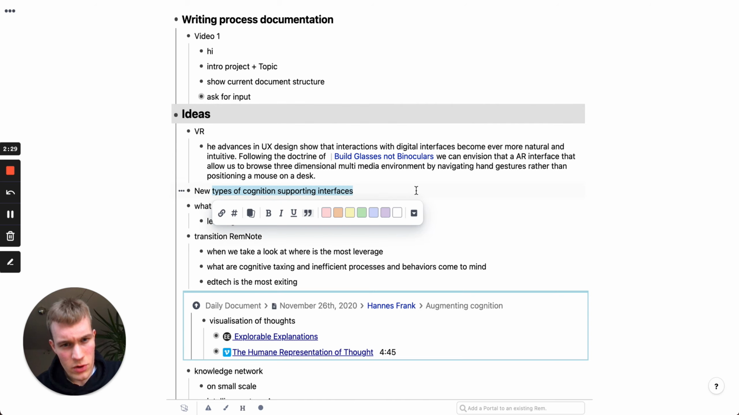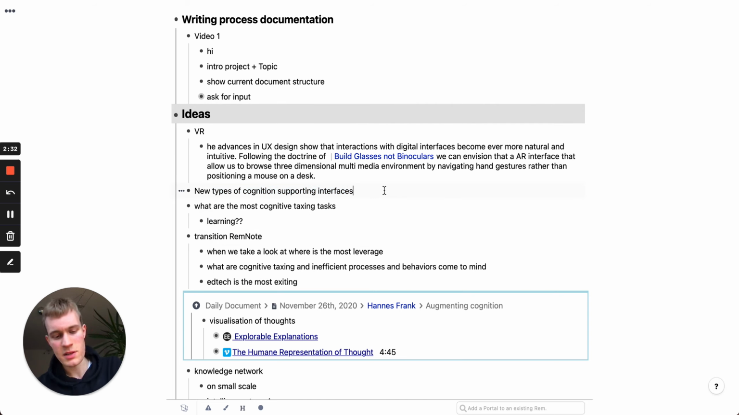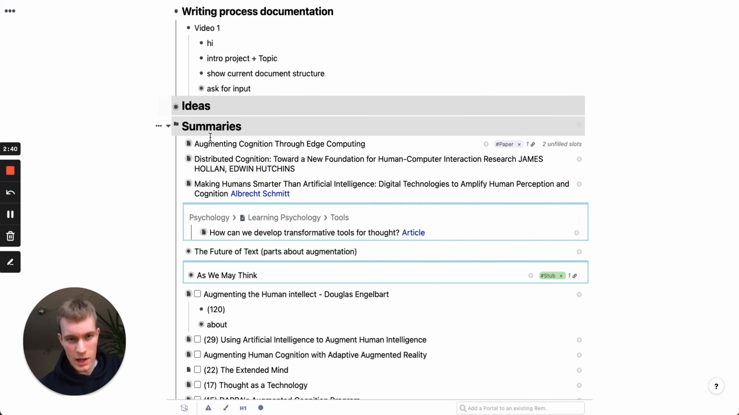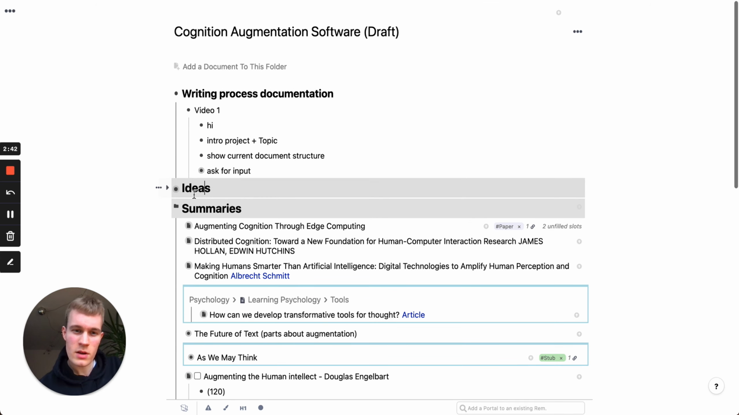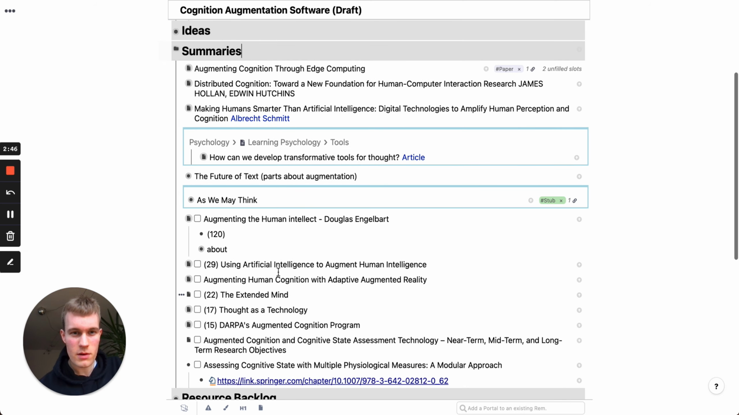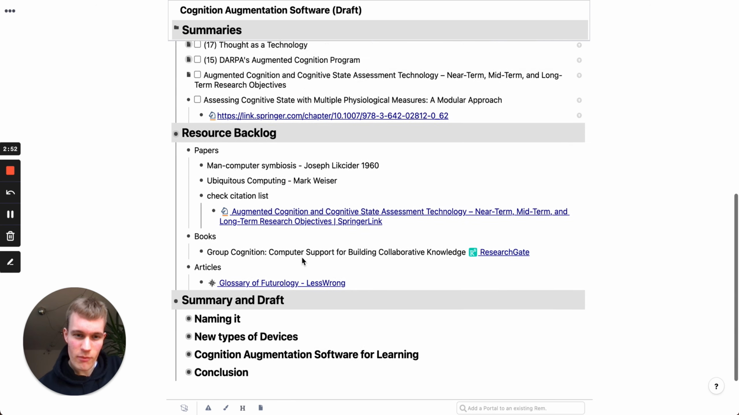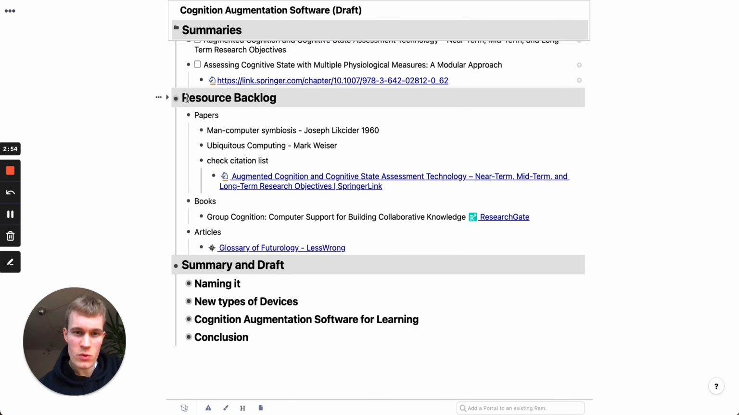to search for new types of cognition supporting interfaces, which I heard somewhere. And those ideas I will hopefully later implement in the final article. Then I have the section summaries of articles and papers I read about this topic. And finally, the section resource backlog and summary and draft.